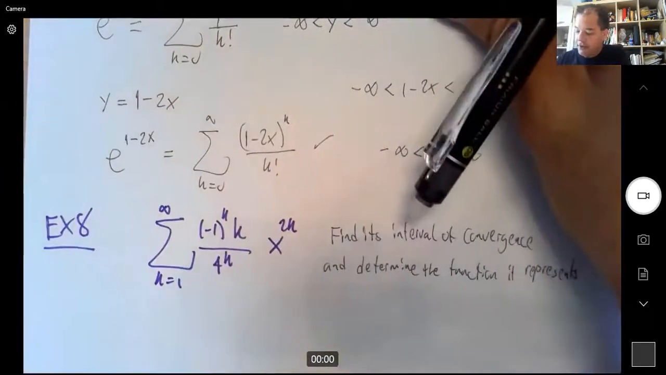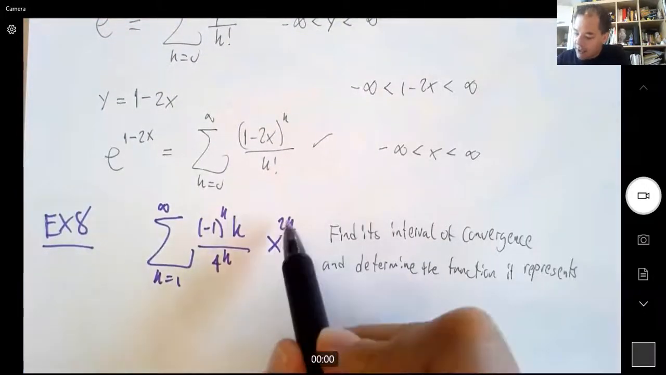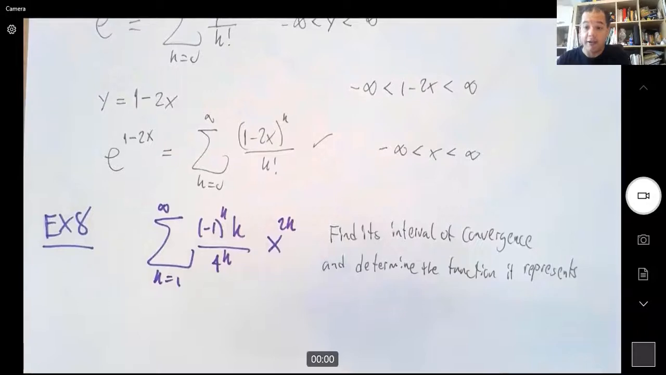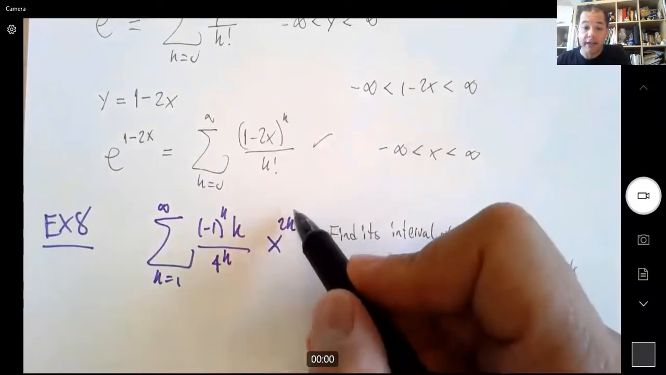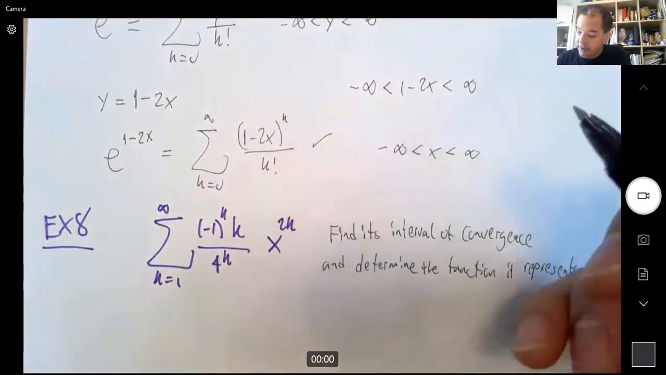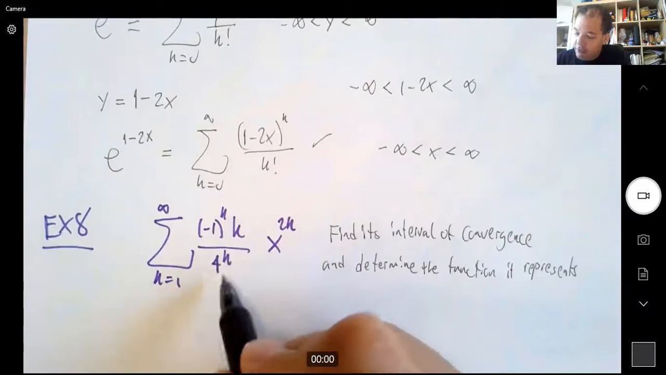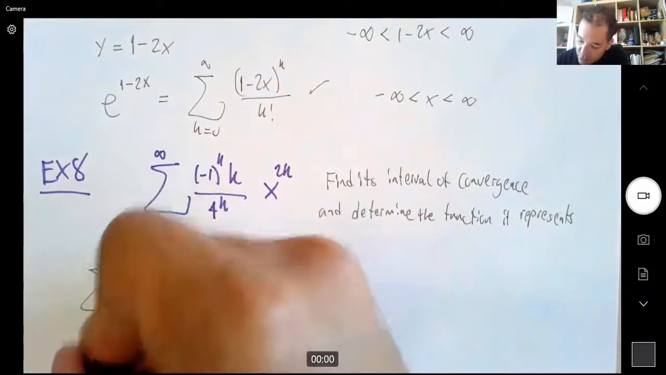So the first thing we should realize is that we have the power 2k, right? So maybe the first simplification we can do is, instead of using x, we can use x squared, a little substitution of sorts, right? And in fact, this 4 to the k as well. So here's the first simplification we can do. Let's see if you agree.